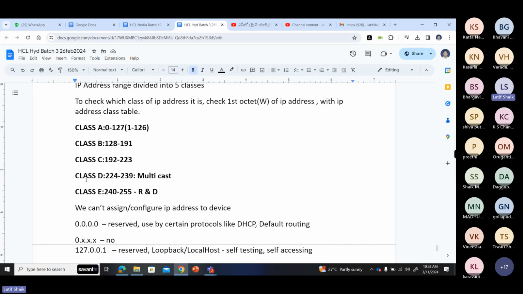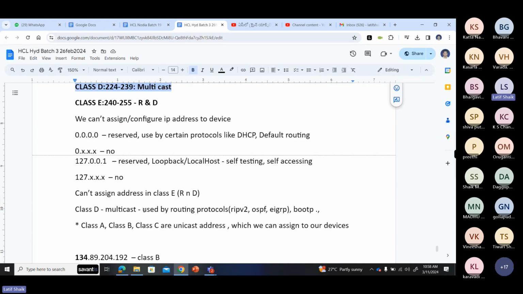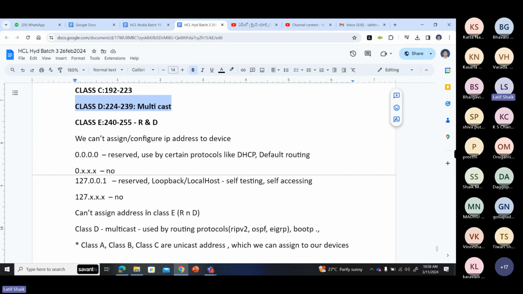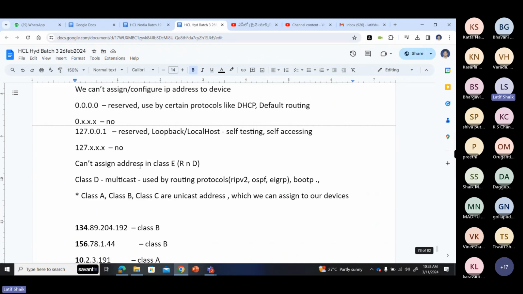So what is this multicast address? It is used by certain protocols in their type of communication. For example, routing protocols like RIP, EIGRP, OSPF, or deployment protocols using WDS. There it will use the multicast itself. And Class A, Class B, Class C are unicast IP addresses.